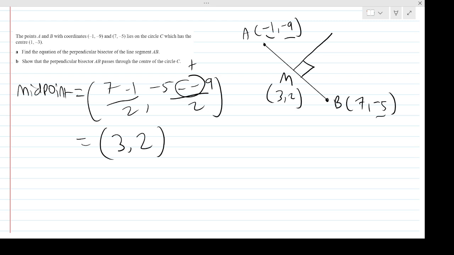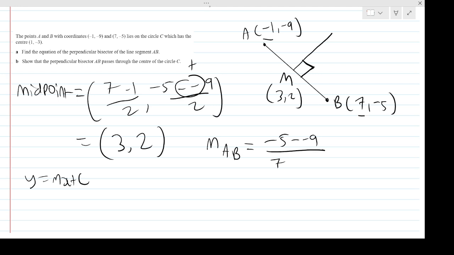Okay, well then we know a point on the line, but we need, well, okay. So our equation is going to be y equals mx plus c. Again, that's every straight line. But we need the gradient. But we know it's perpendicular to the line. So if we find the gradient of AB, m_AB, which we can work out, then we can do the negative reciprocal. So the gradient between A and B, again, let's do change in y, change in x. So firstly at B, minus 5 for y, take away minus 9. Then we do change in x, so that's 7, take away minus 1.